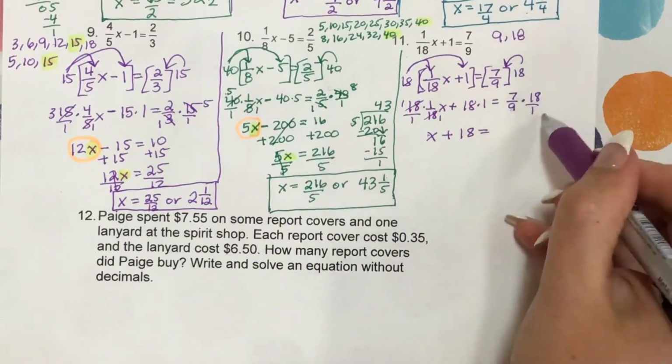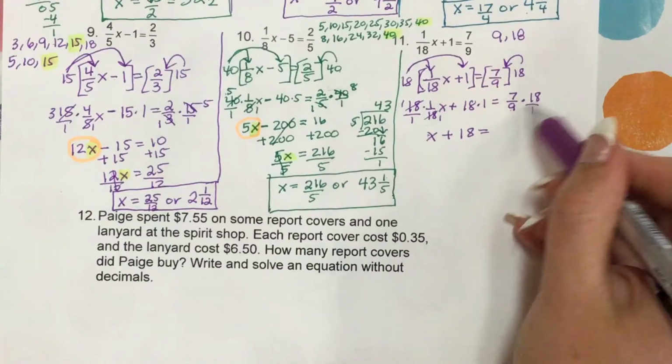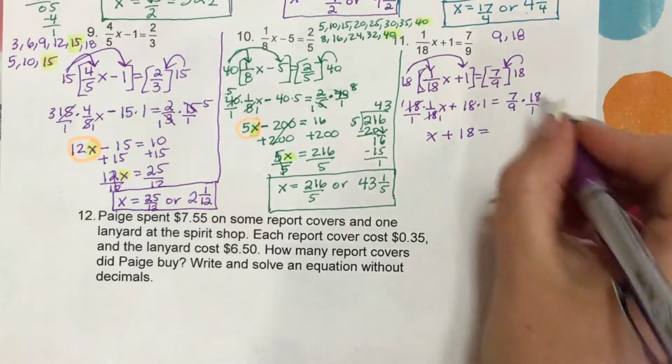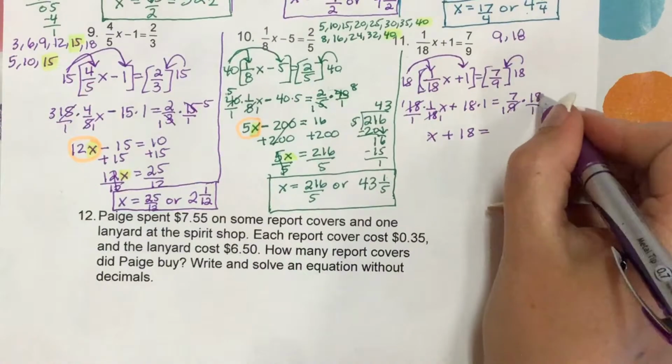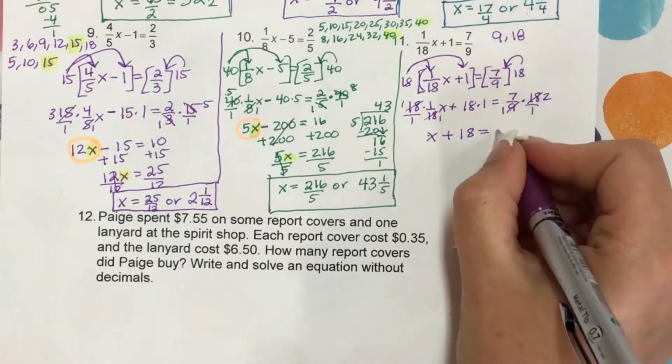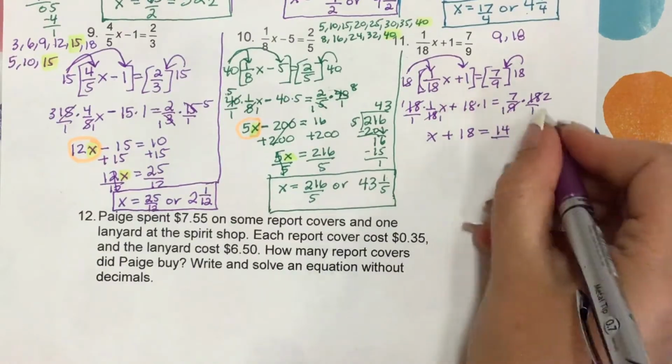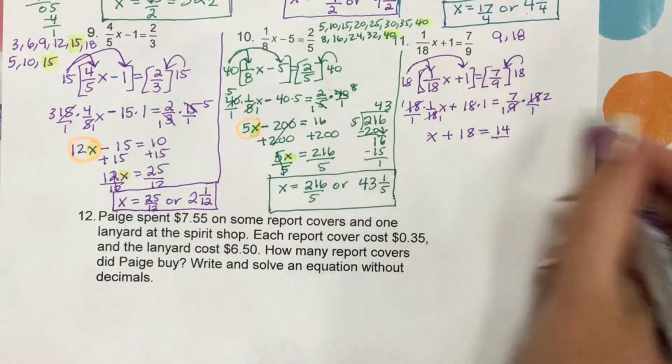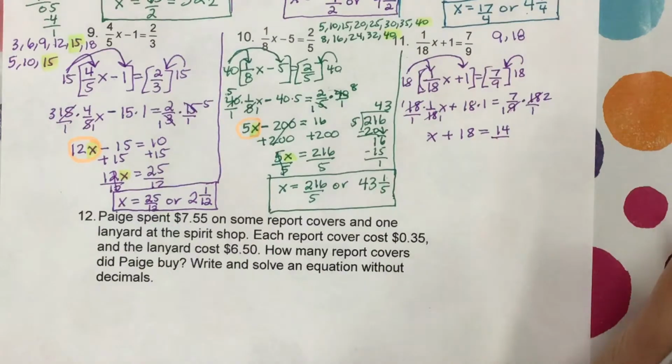I'm going to look to cross cancel. 9 and 18 have a common factor of 9. 9 goes into 9 one time, 9 goes into 18 two times, and then I multiply across. 7 times 2 is 14. 1 times 1 is 1, so it's just 14 over 1, which is the same thing as 14.